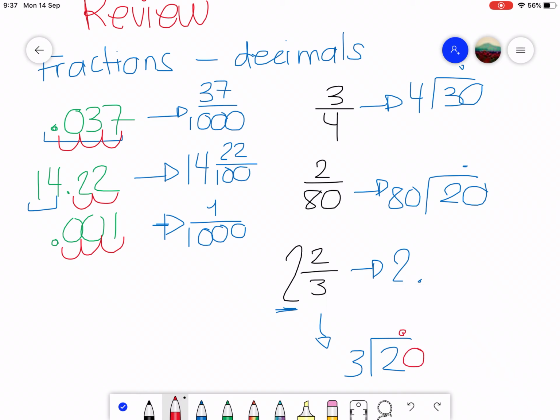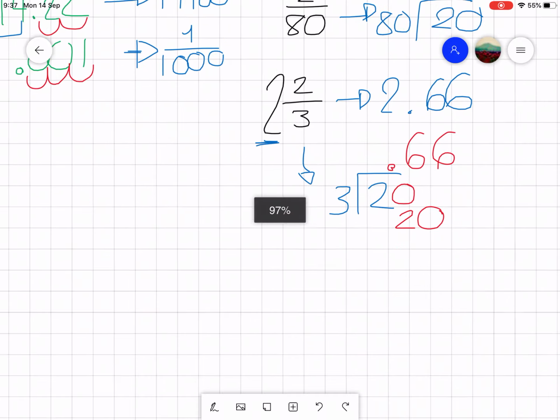6. 3 times 6 is 18. 18 to reach 20 is 2. Then I add another 0. How many times does 3 fit in 20? 6 times. And I could continue dividing it, but I only want you to get 2 decimals. So my answer will be 2.66. Yeah? That is the first topic to review.